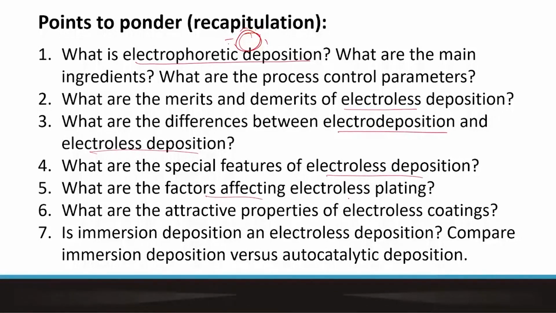What factors affect the electroless plating or deposition? What are the attractive properties or possibilities for electroless coatings? How versatile is it compared to electrolytic deposition, or does it have any limitations? What is immersion deposition? Is it an electroless deposition or an electrolytic deposition? Why do we call it a spontaneous displacement reaction? And how does it compare with electroless deposition or the autocatalytic deposition?